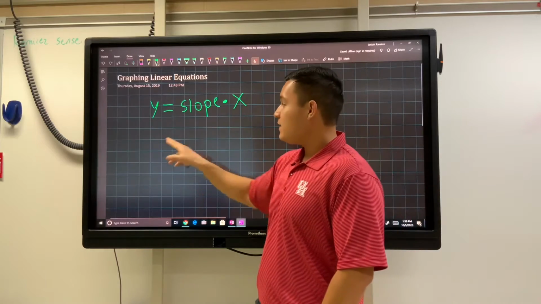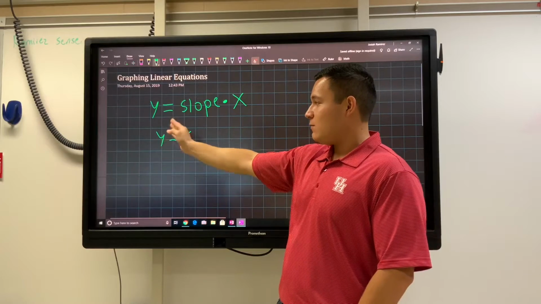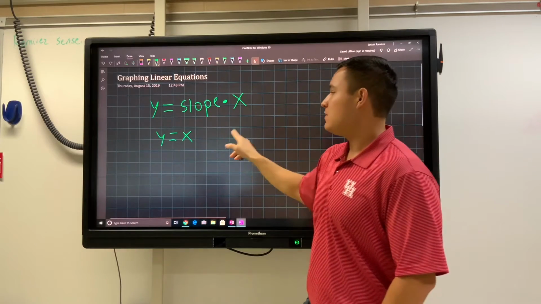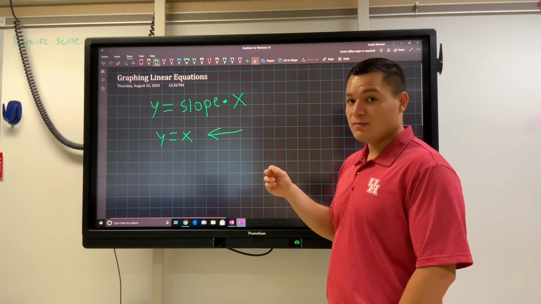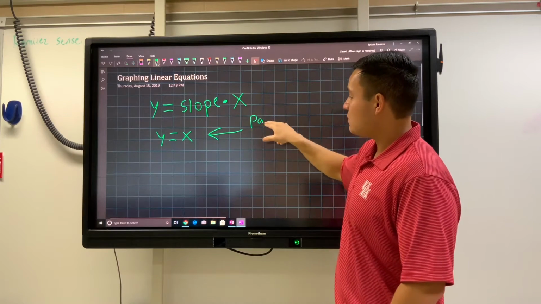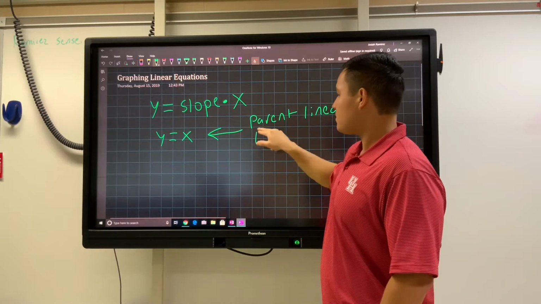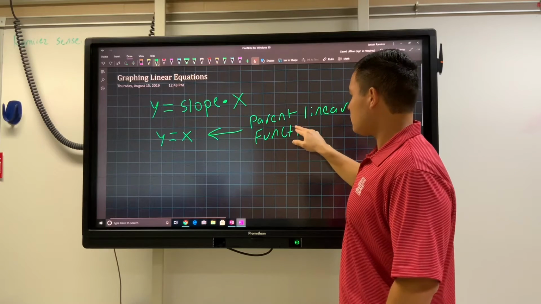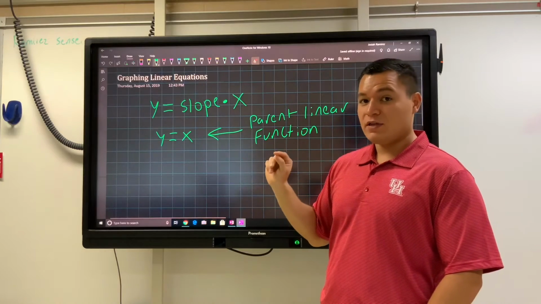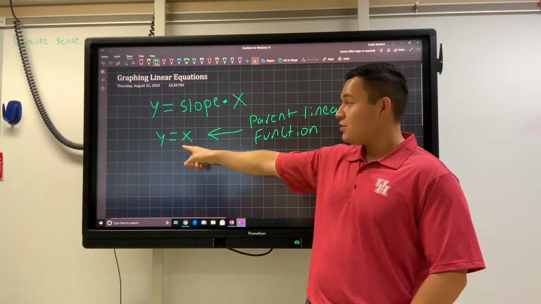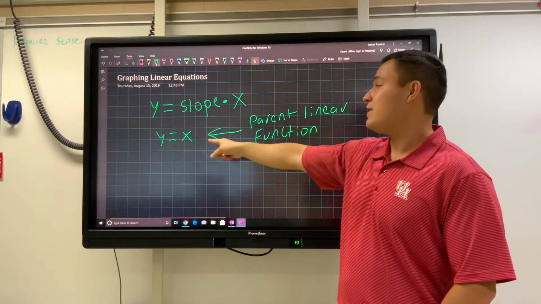The most basic form of y equals the slope times x that you can have. The easiest one you can have would be y equals x. That just means that y will be equal to whatever x is. This super basic equation has a special name, and that is the parent linear function. It's called the parent because every other version of a linear equation is some modification, or the math word for modification is a transformation of that.